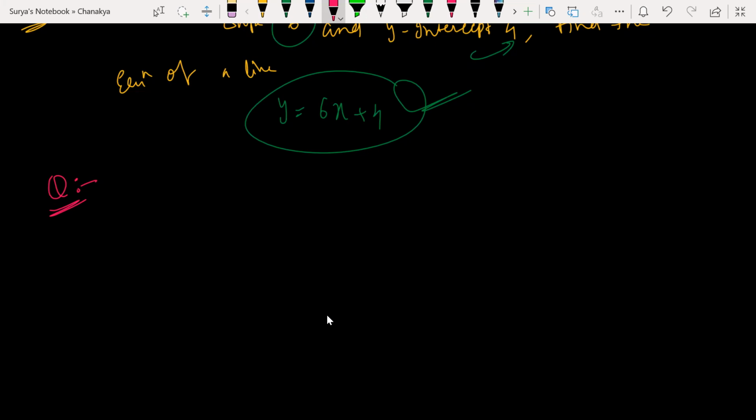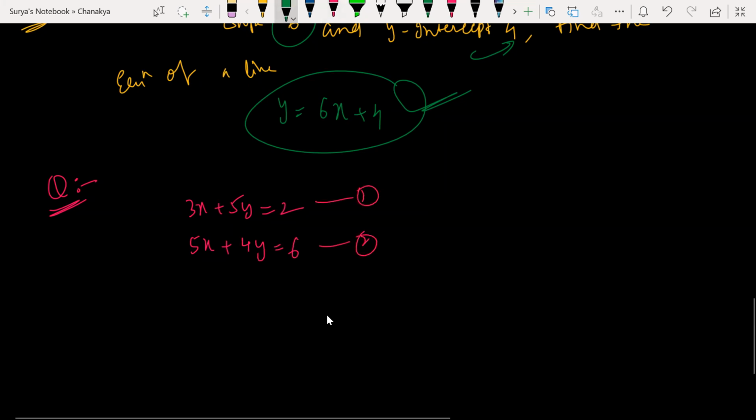Solving the equations. We have learned in linear equations in two variables, right? Look at this here. First of all, let me say you have 3x plus 5y is equal to 2, and you have 5x plus 4y is equal to 6. How can I solve this? Let us say first equation, let us say second equation. So how can I solve that?